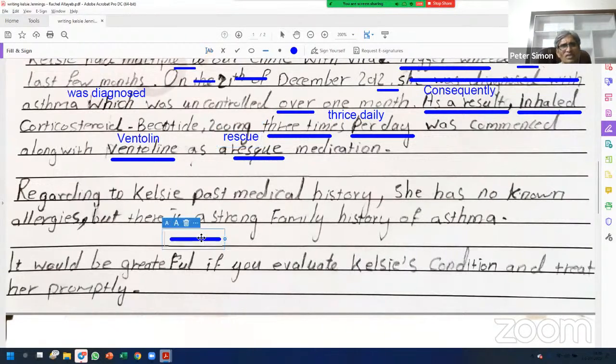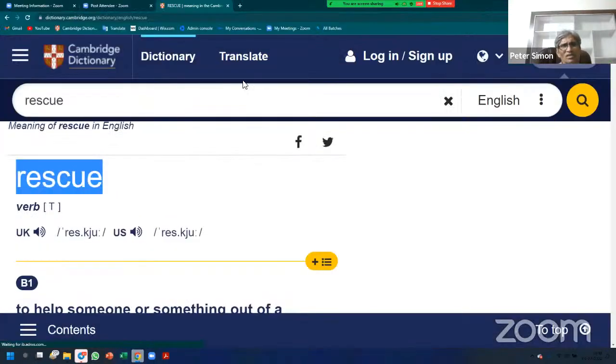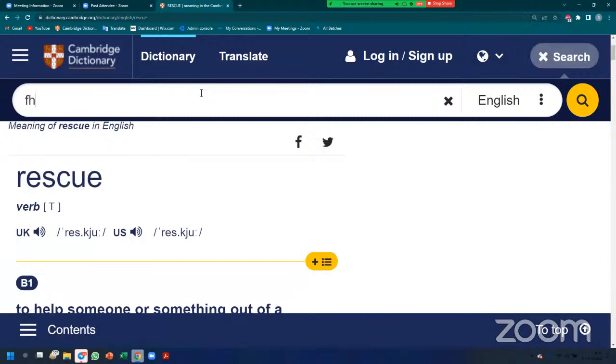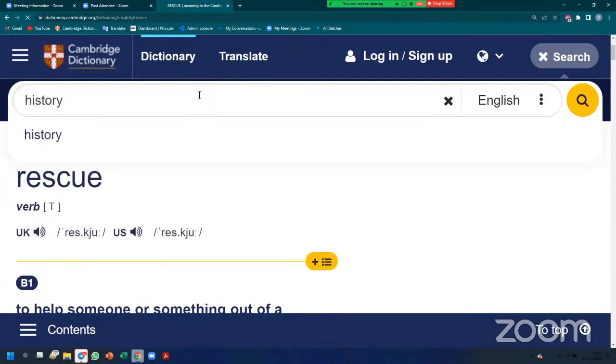Kelsey's past medical history. Regarding Kelsey's medical history, not past. There is no question of past medical history. It's medical history. History means past only. What do you mean by history? History means the past of a person is called history. The past of a country is called history. History by itself, it is default. It means past.